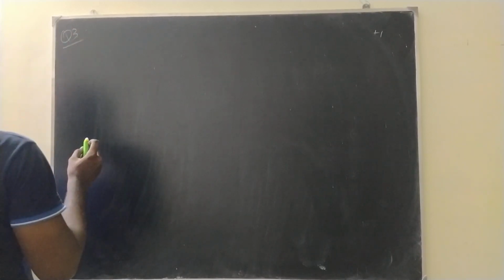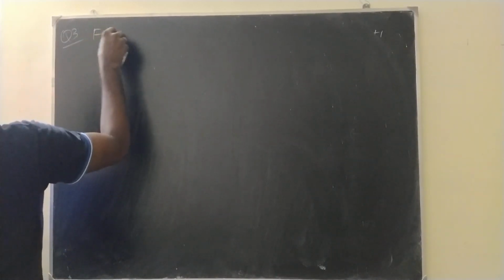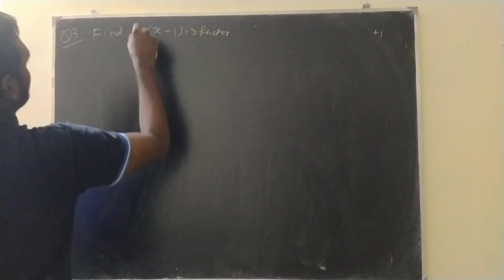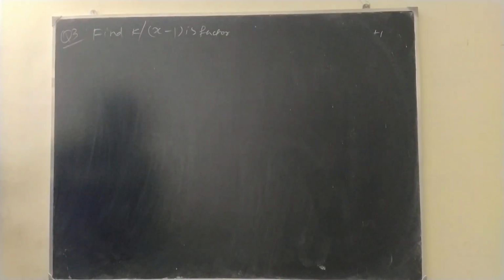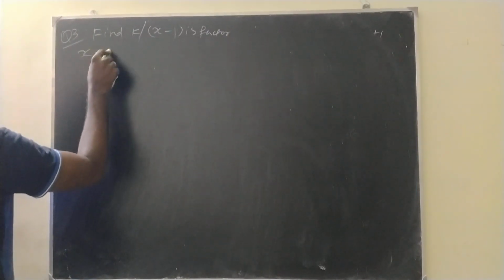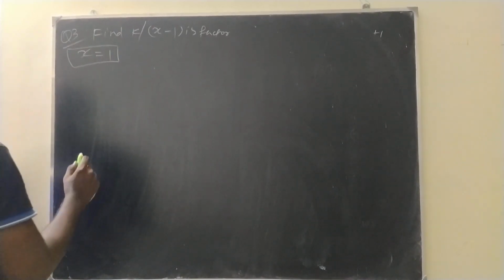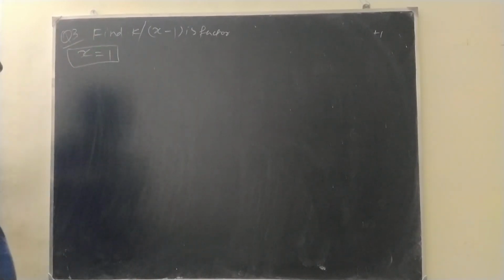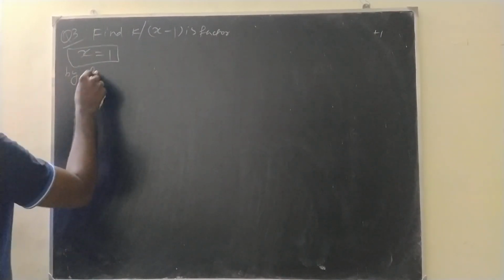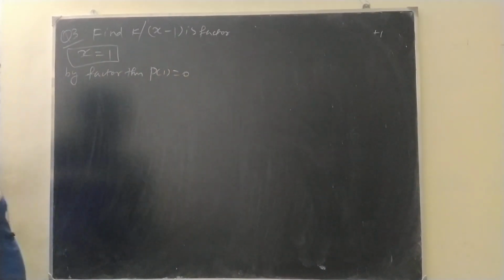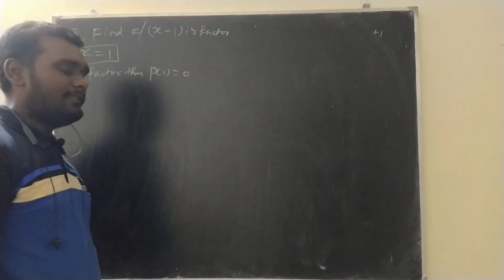Okay. Question number 3. Find the value of k if x minus 1 is a factor. When x minus 1 is a factor, we need to check what? Putting x is equal to 1. So they already said it is a factor. So by factor theorem, we have p of 1 is equal to 0. P of a is equal to 0, one of the results of factor theorem.